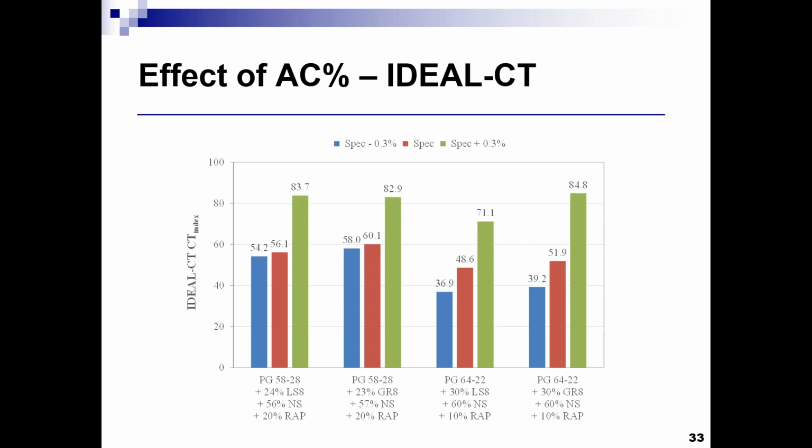This is the cracking parameter, CT index, that was calculated at the different asphalt binder contents. And you can see here that, again, when you increase the amount of asphalt binder content in the asphalt mixture, the mixture becomes more resistant to cracking, but then we start getting more concerned about rutting. And you can see here that when we added 0.3%, there was this big jump in CT index, which indicates that we are at a point where the mix is starting to become very rich in asphalt binder content.